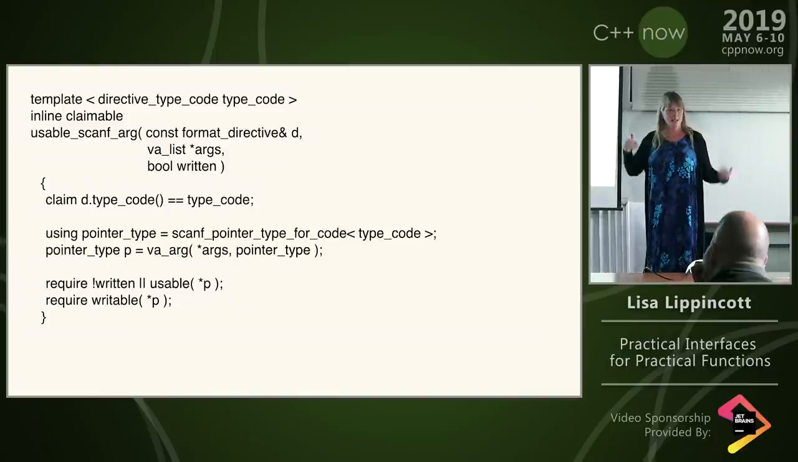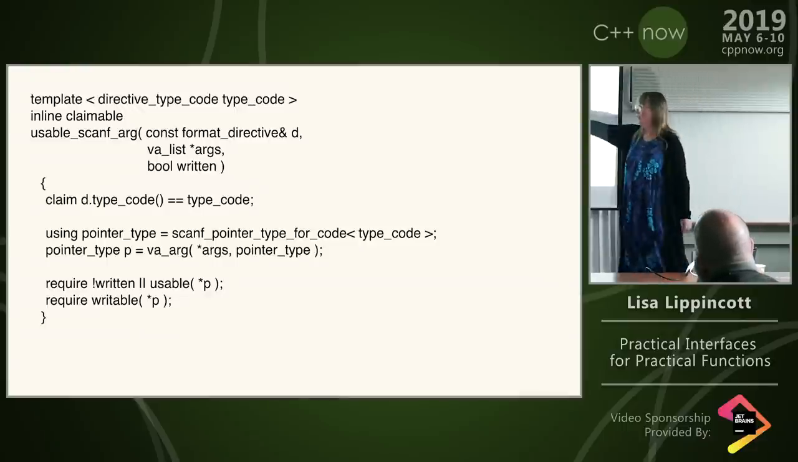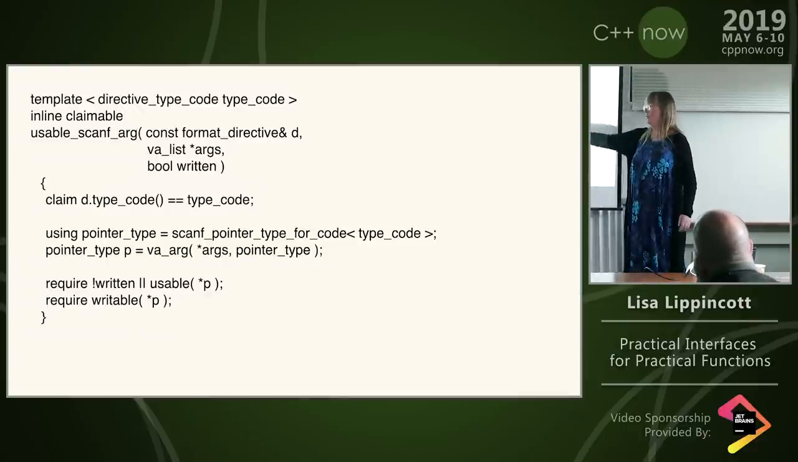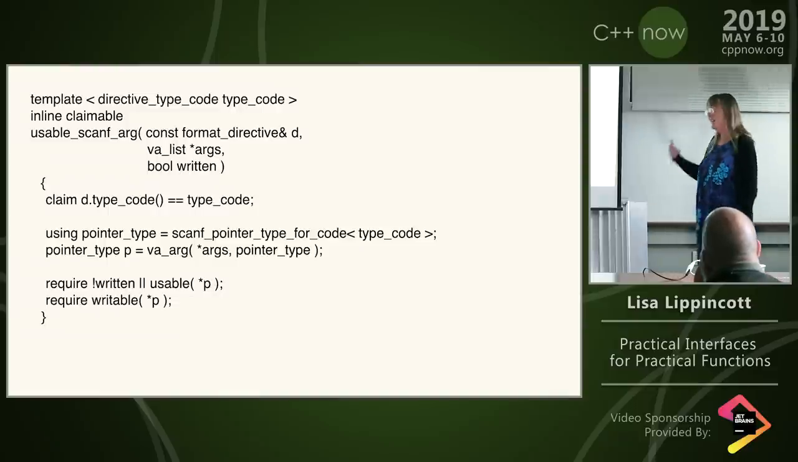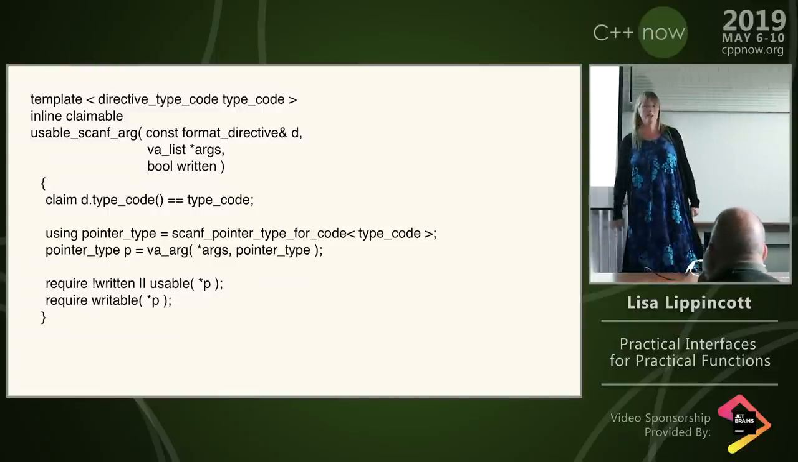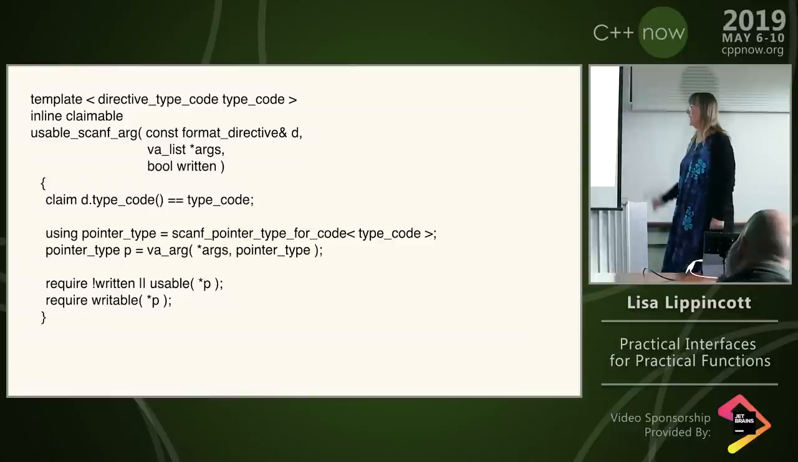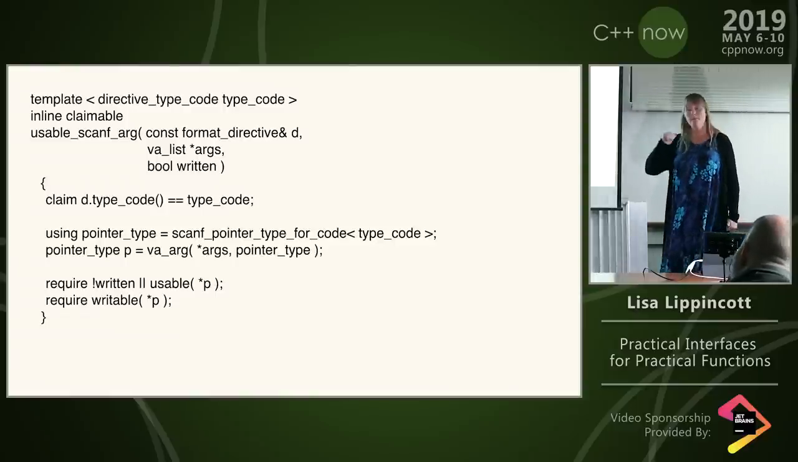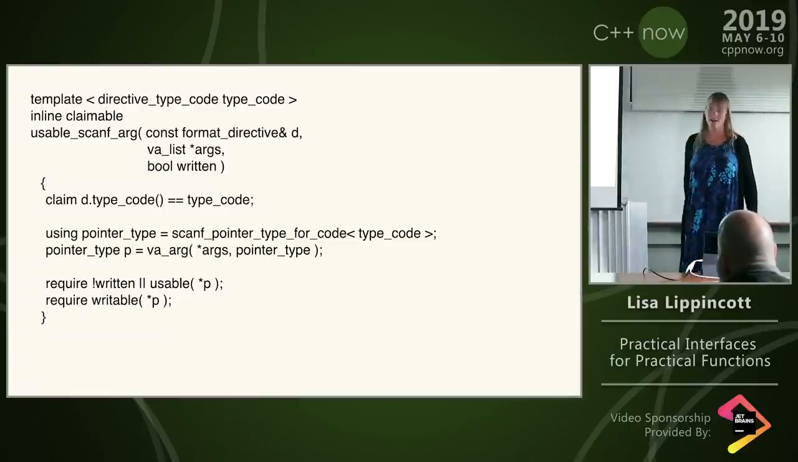So this is where it really comes down to the real work here. We're going to require that each one is either not something we've written to, or it points to something usable. And either way, we're going to require that it points to something writable. So every time there's, say, a percent D, it's going to come into the int version of this, and it will be saying there's a maybe usable int, but definitely writable int being pointed to by that argument.